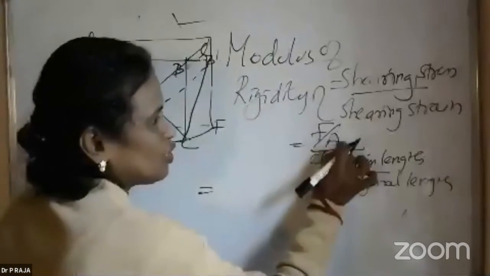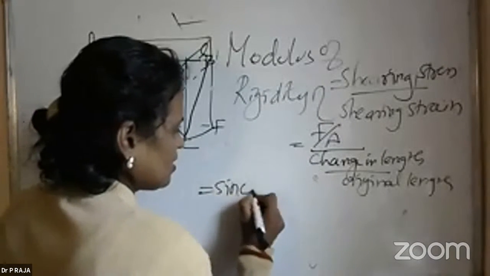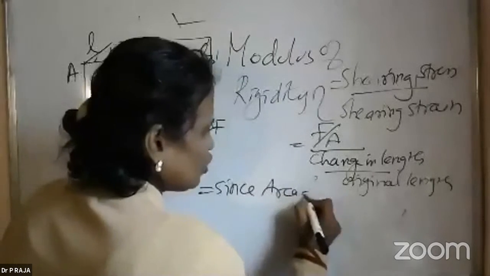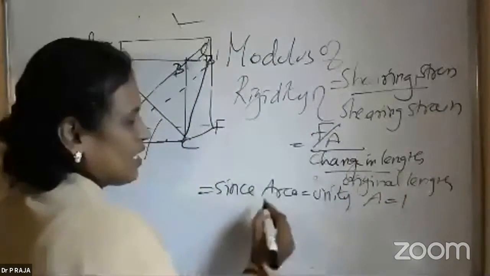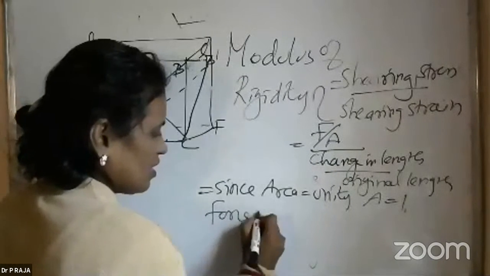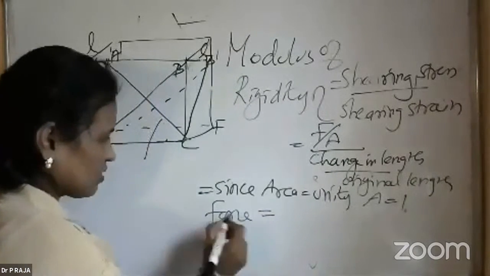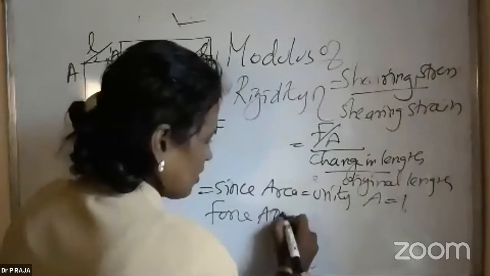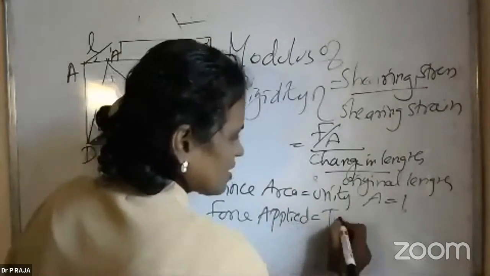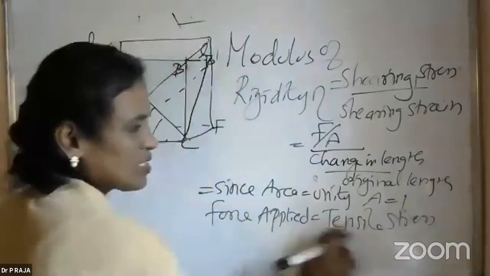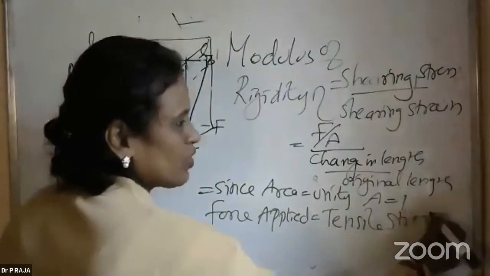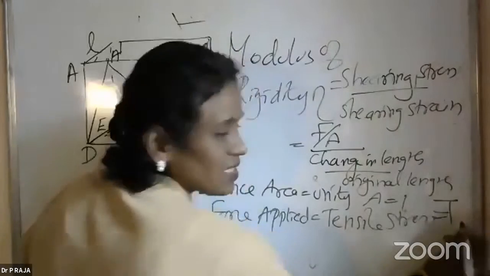This is a unit area. Since the area is unity, I will put A is equal to 1. And the force is equal to the force applied, which is the tensile stress. The force is applied in the form of tensile stress, so I will put this notation as T.